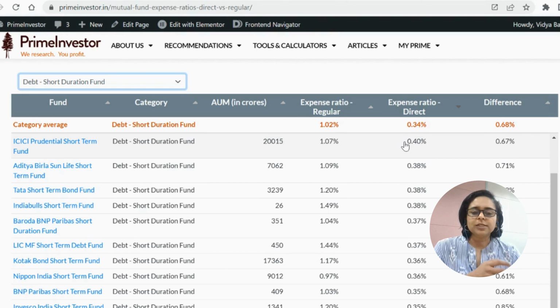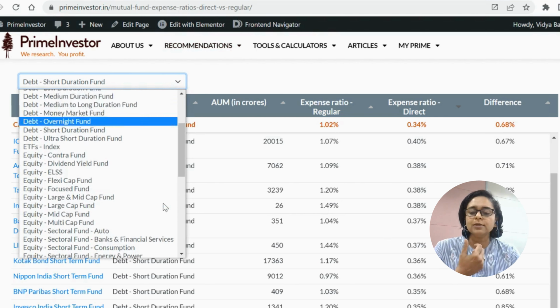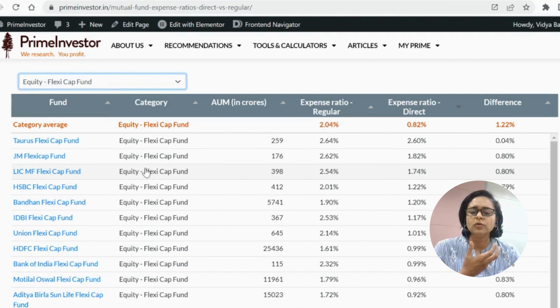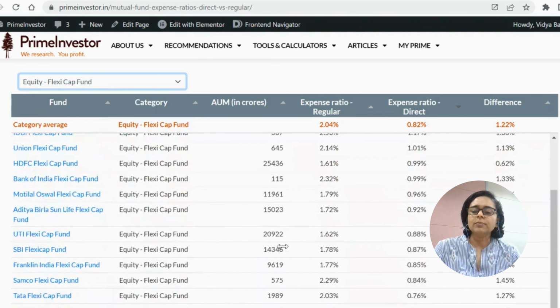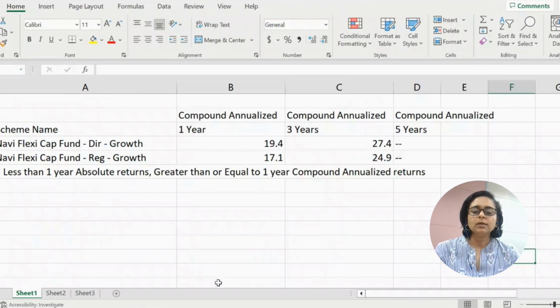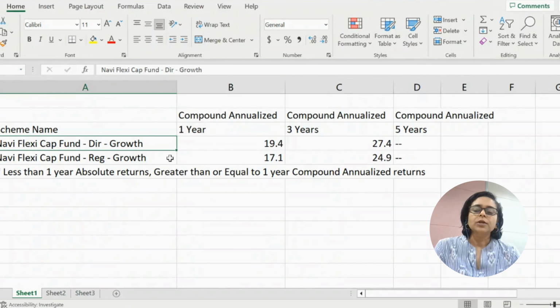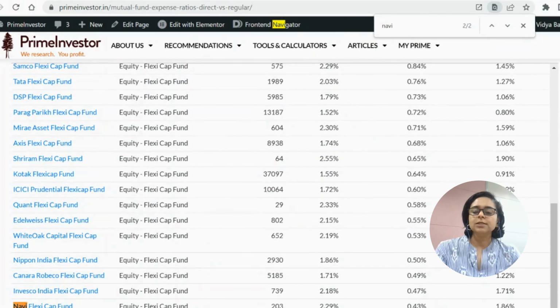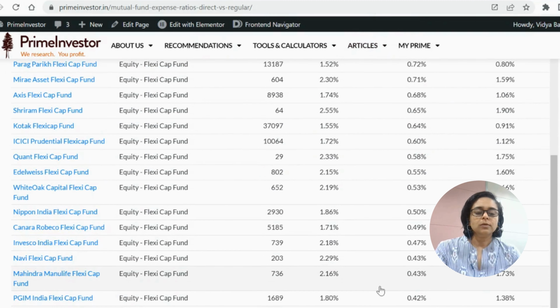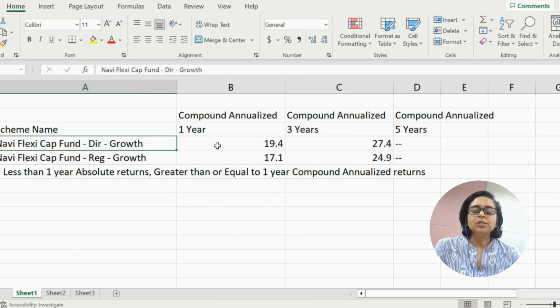So, how does all of this impact the performance per se? I mean, what if you still decide to go with a fund where the expense ratio is quite high under the regular plan? If it's a high earning fund, let me just take an example here. I'm going to take the example of Navi FlexiCap. Navi FlexiCap has a high difference. If you just see the fund here, it's 2.29% under the regular plan, 0.43 in direct, and a difference of 1.86. How has this impacted the return of the fund? Just look at the 1 year and 3 year.